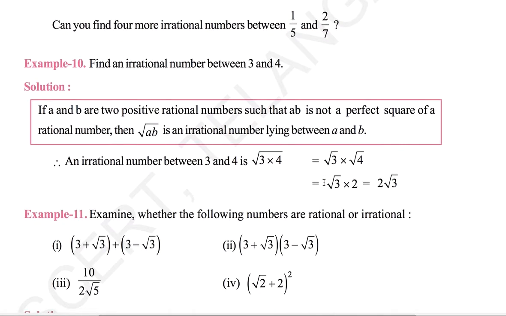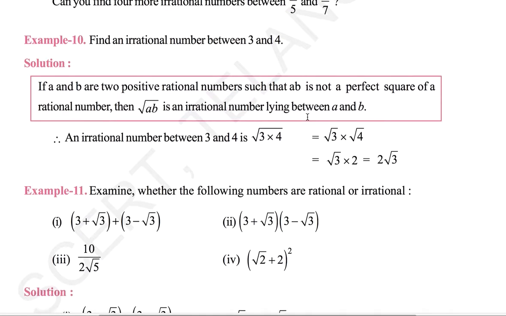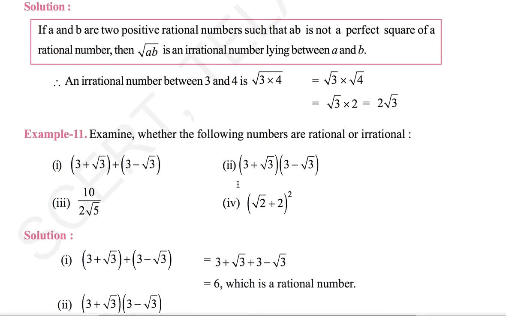Definitely you can find an irrational number between 3 and 4. Just multiply both. 3 into 4 is 12. Take the root, that is root 12. If the product AB is not a perfect square, then root AB becomes an irrational number lying between numbers A and B.